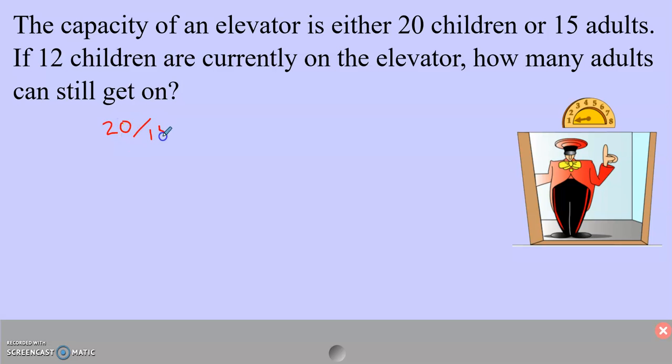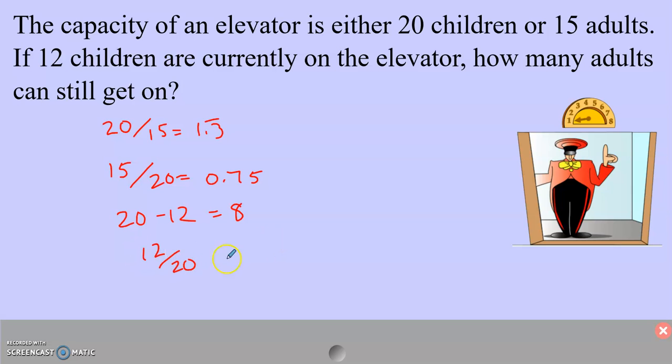You might think, okay, I'm going to do 20 divided by 15, which is the same as 4 divided by 3 or 1.3 repeating. Or maybe you have a strategy that involves doing this first to get 0.75. Or you might do the capacity of 20 minus 12 to get 8. That might be your first step. Or maybe 12 out of 20 as your first step to get 0.6. Or what else might you do first? How about 1 out of 20 to get 0.05?